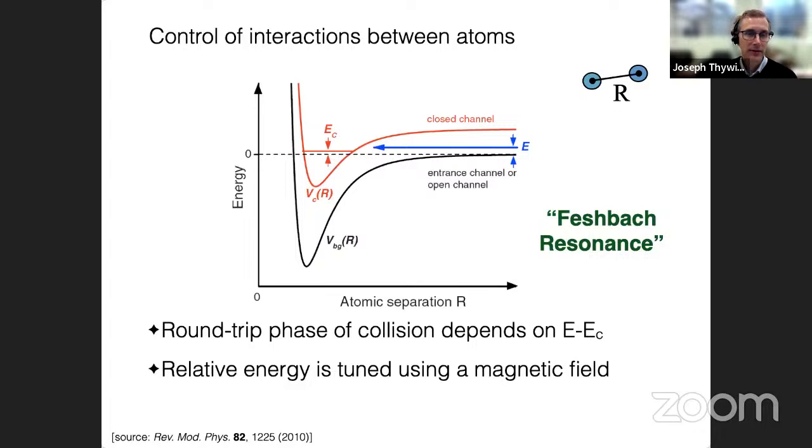In that case, when the scattering is close to the energy of this closed channel, the phase can be sensitively dependent on the relative energy of the closed channel and the open channel, the energy of the initial collision. If the closed channel has a different magnetic moment than the open channel, then we can tune that relative energy with an ambient magnetic field, and that's what a Feshbach resonance is. So Feshbach resonances are usually used to control S-wave scattering.